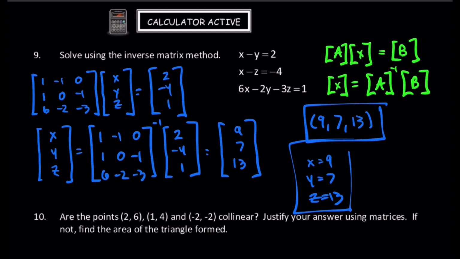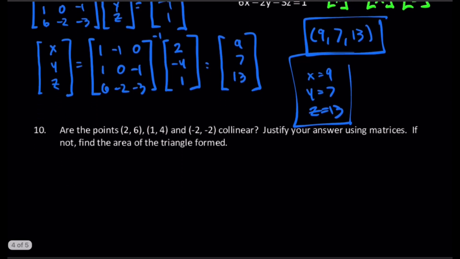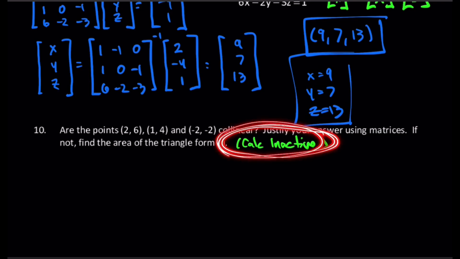All right, this question: collinear? If not, find the area of the triangle. This is actually going to be calculator inactive on your exam. I don't know why it's calculator active here. Maybe the numbers end up being messy. I don't know, but we're going to do this assuming you cannot use the calculator, okay? So just remember that. On your exam, no calculator on this question.